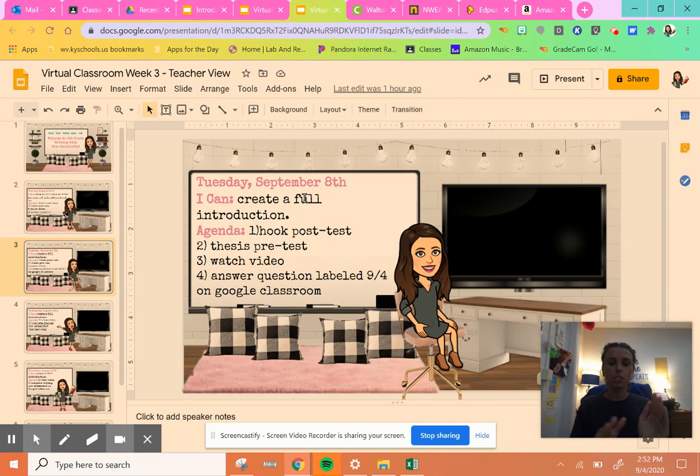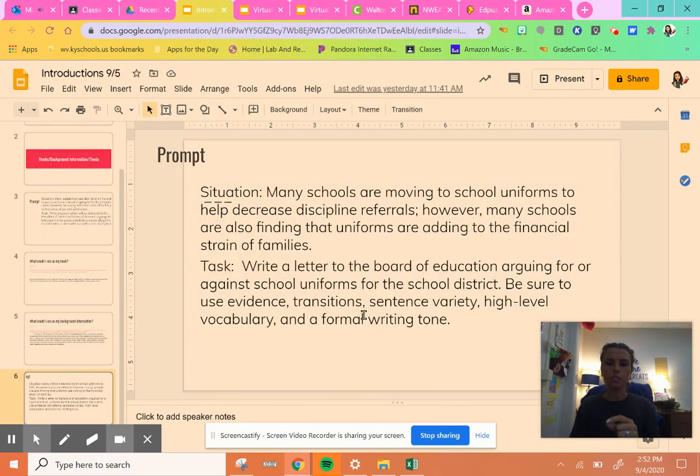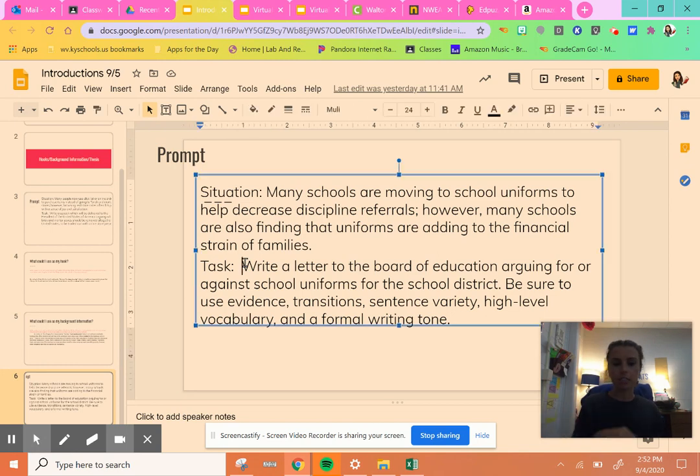So we are going to just quickly work on thesis statements. So a thesis statement is the answer to the question. So for example, this task is the same thing as last week. So it's all about school uniforms. So write a letter to the Board of Education arguing for or against school uniforms for the district.